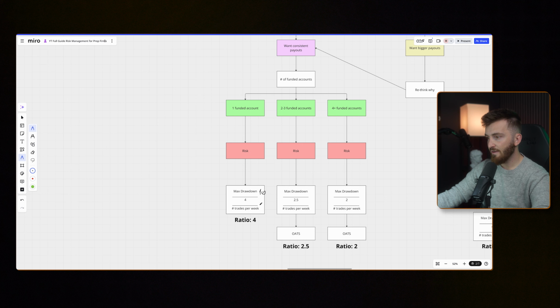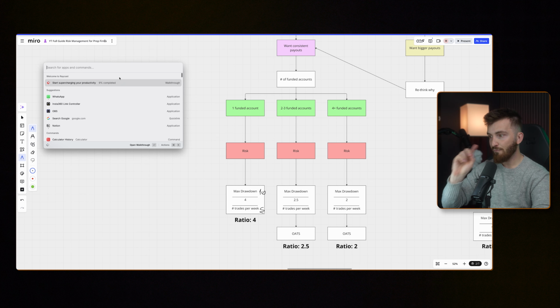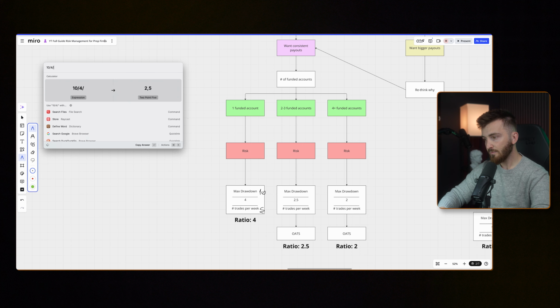So we have 10 divided by 4 divided by, let's always keep 5 because 5 is just easy. So if you have one funded account and you want consistent payouts, 10 divided by 4 divided by 5 is going to be 0.5% risk per trade. The reason why is this allows you to go into drawdown and not blow the account. Because for you to blow an account using 0.5% risk, you need 20 losing trades in a row if you stick to good risk management.